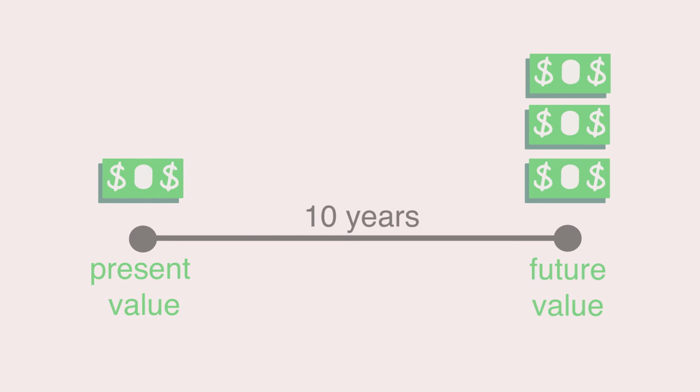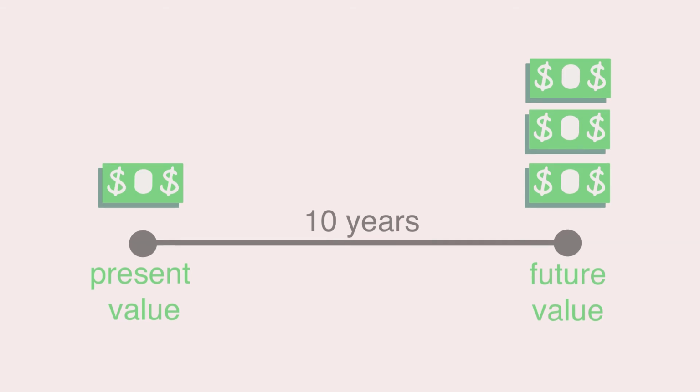Reversing this, the present value of that larger sum of money received in 10 years is the dollar you would need to invest today to have that amount 10 years from now. By this logic, the present value of an amount received in the future will be less than the future amount.